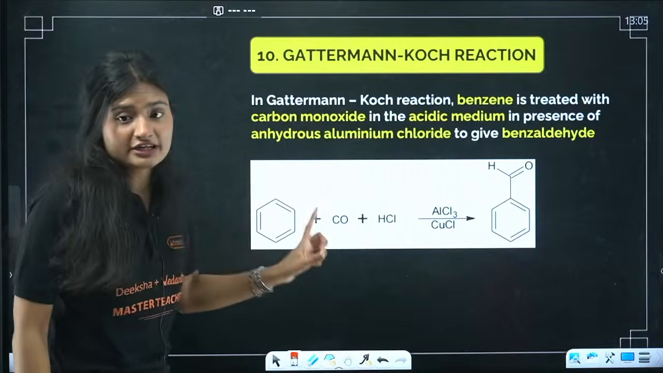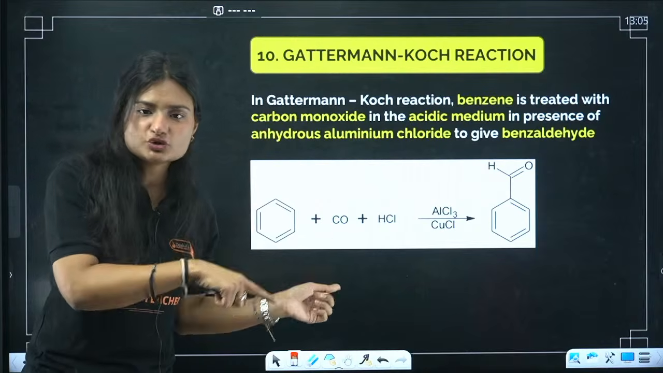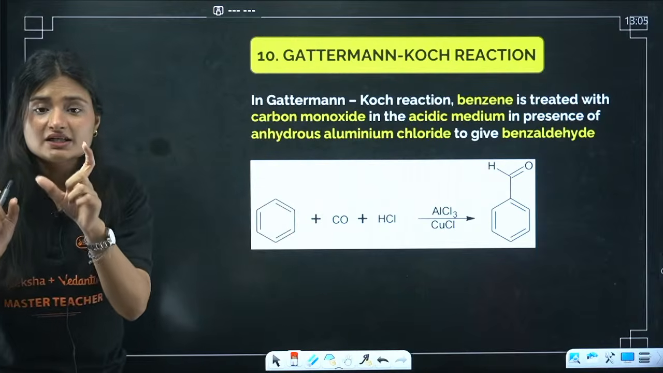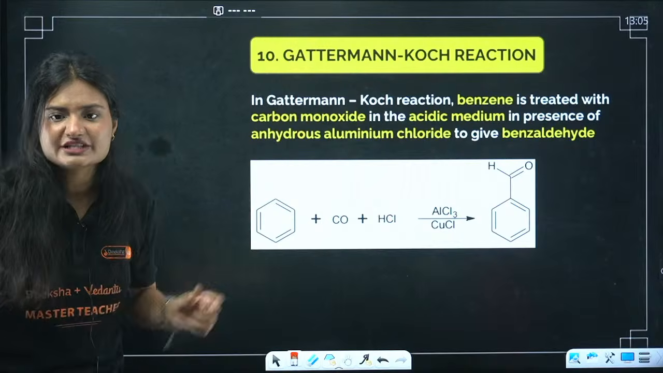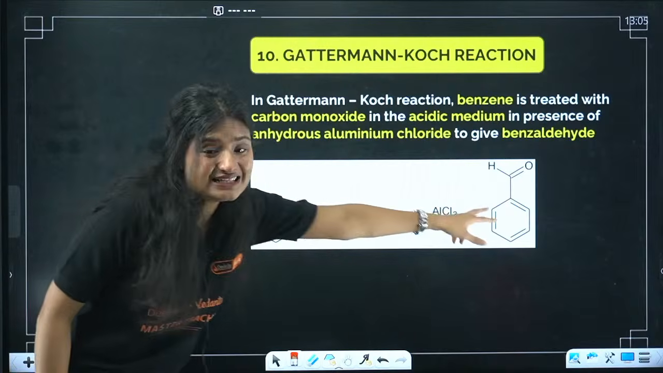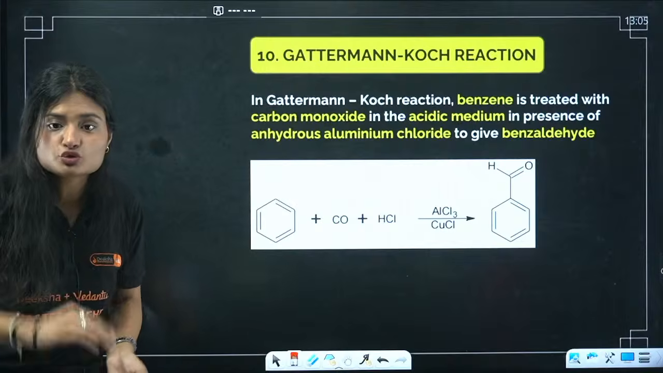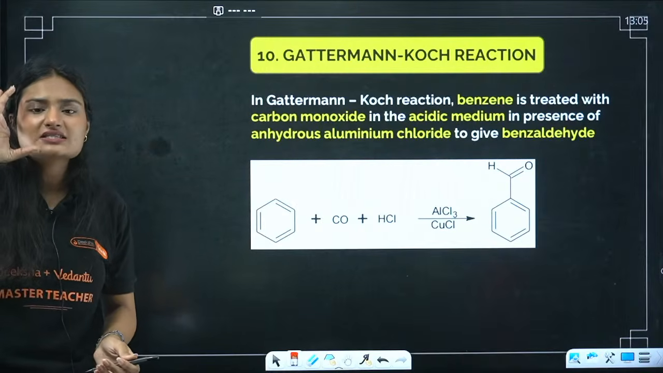Gattermann-Koch reaction is a different reaction. In the Gattermann reaction, we synthesize from diazonium salt and we get aryl halides. But here we get benzaldehyde. Gattermann-Koch: remember that it gives benzaldehyde.